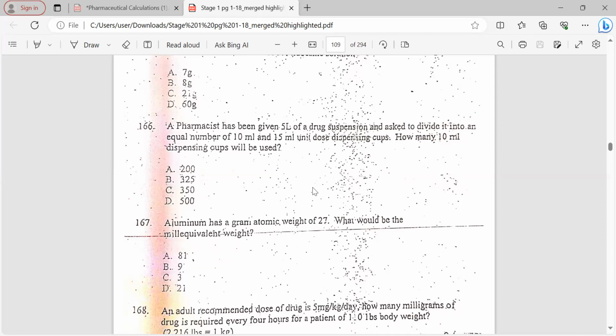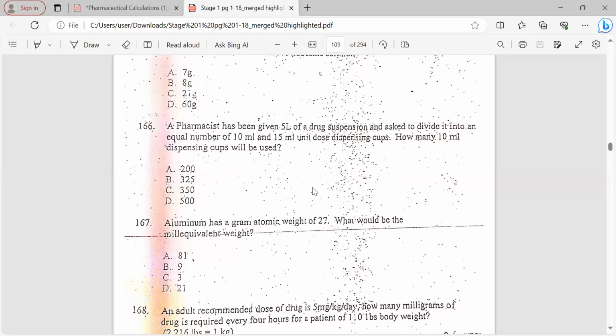Until we see how many of the equal of them, like how many of those divisions. So for every one division, he puts 10 ml and 15 ml. So one division has 25 ml. So you'll just take 5 liters, convert to ml. That becomes 5,000 ml. You divide by 25.